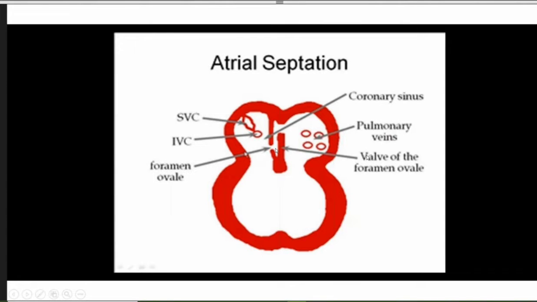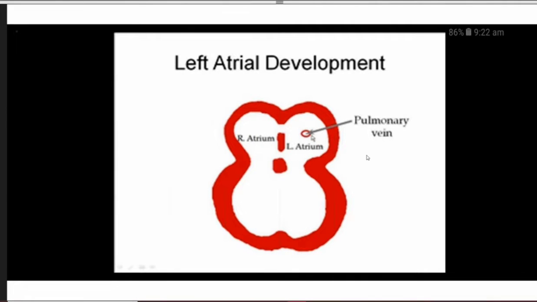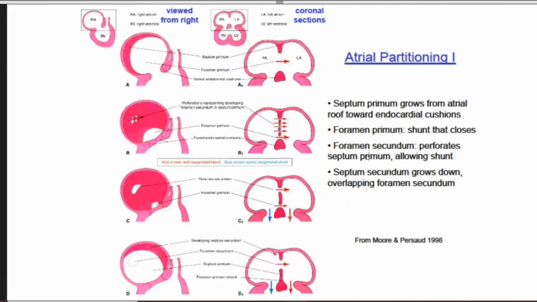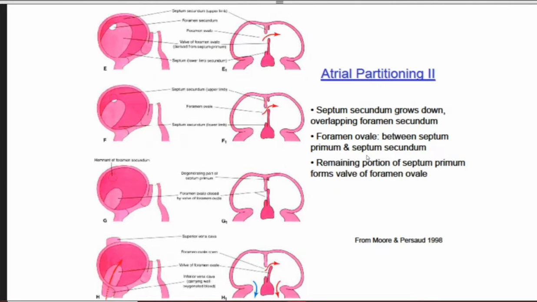As this interatrial septum is forming, we have formation of openings of SVC and IVC into the right atrium, and we have absorption of pulmonary veins into the left atrium and formation of 4 pulmonary veins. So that's how the interatrial septum forms, and eventually we have blood going from right atrium to left atrium across the foramen ovale, and when it does so, it moves the free end of the septum primum into the left atrium, which is the flap of the foramen ovale.